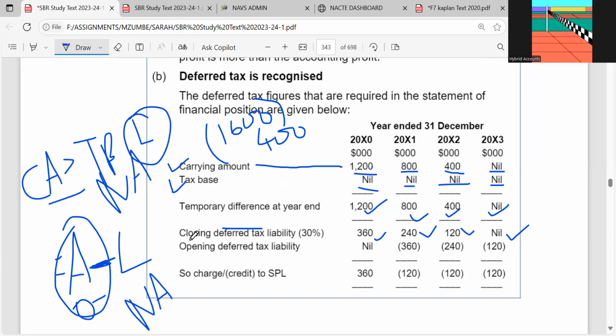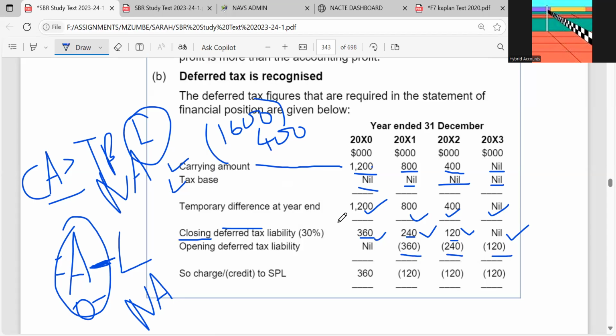You can take it as a closing liability if they have paid, right? Then to get the opening now, the closing liability becomes the opening for the next period. So this 360 would be the opening for the second period. This 240 would be the next opening for the second period. 120 would be for this period, and this nil would go here, right?